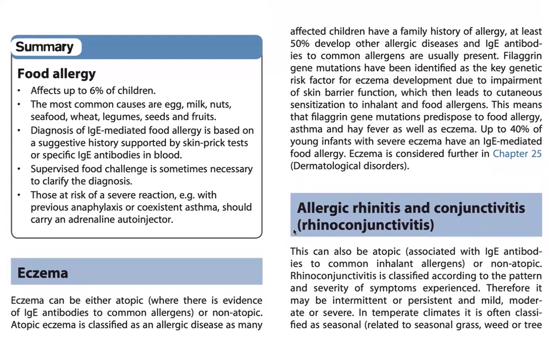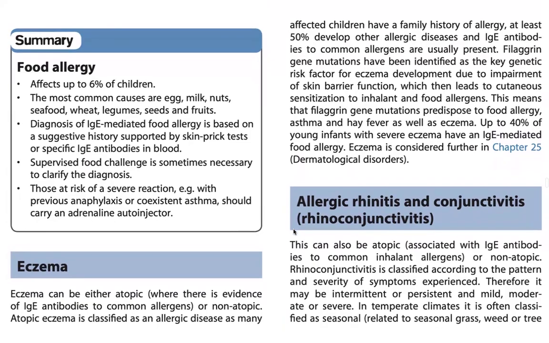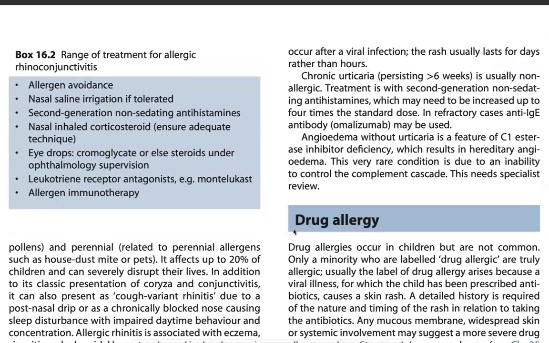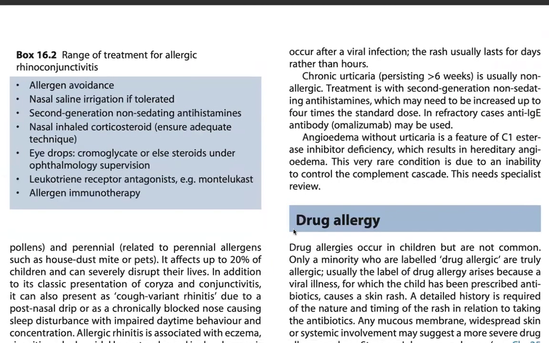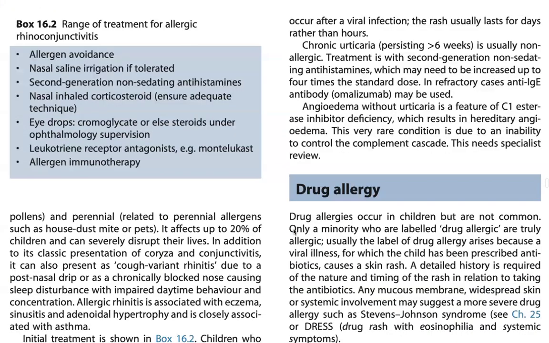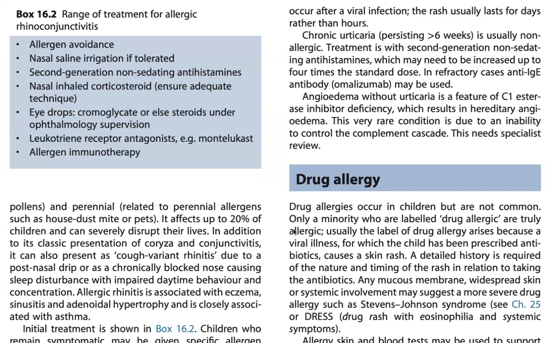Allergic rhinitis, conjunctivitis, and rhinoconjunctivitis can also be atopic, associated with IgE antibodies to common inhaled agents, or non-atopic. Rhinoconjunctivitis is classified according to the pattern and severity of symptoms experienced. Therefore, it may be intermittent or persistent, and mild, moderate, or severe. In temperate climates, it is often classified as seasonal, related to grass, weed, or tree pollens, and perennial, related to perennial allergens, the house dust mite or pets. It affects up to 20% of children and can severely disrupt their life.